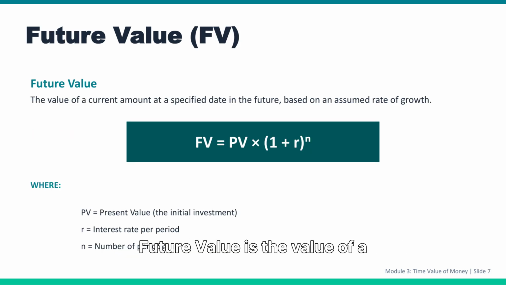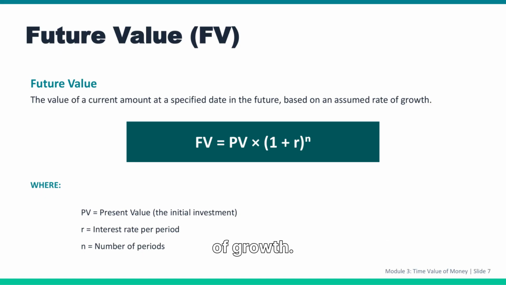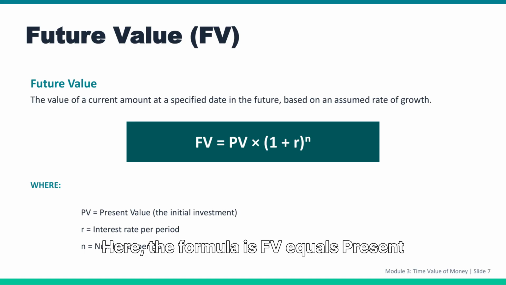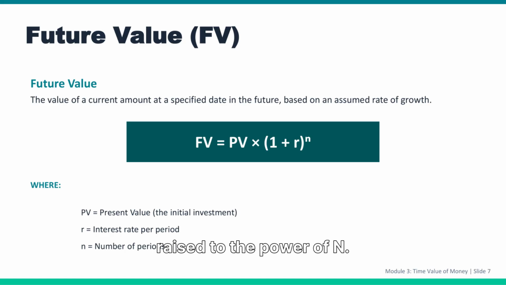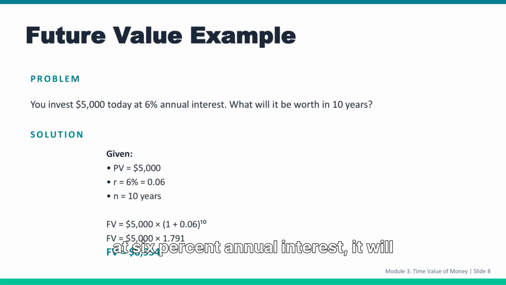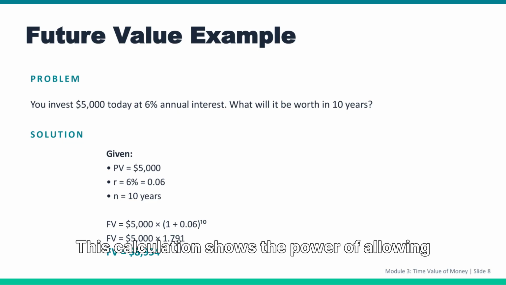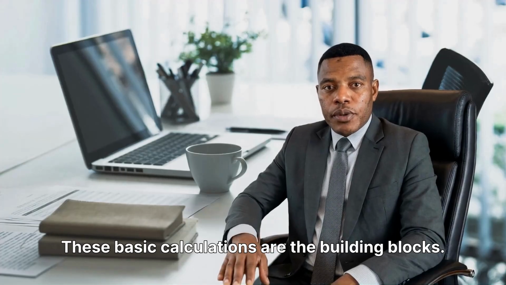Future value is the value of a current amount at a specified date in the future, based on an assumed rate of growth. Here, the formula is FV equals present value times 1 plus the interest rate, raised to the power of n. If you invest $5,000 today at 6% annual interest, it will grow to $8,954 in 10 years. This calculation shows the power of allowing your capital to grow over time. These basic calculations are the building blocks.